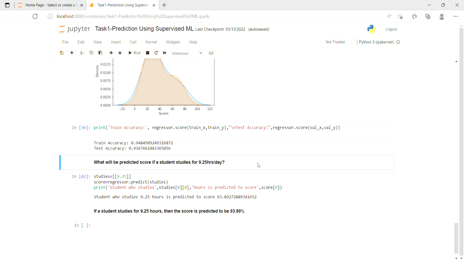And the final task is what will be the predicted score if a student studies for 9.2 hours a day. So we have predicted that if a student studies for 9.2 hours a day, then his score would be 93.89%.